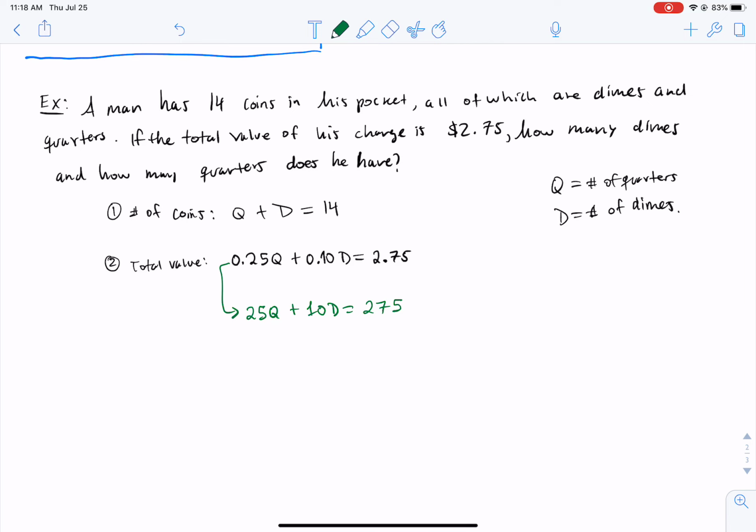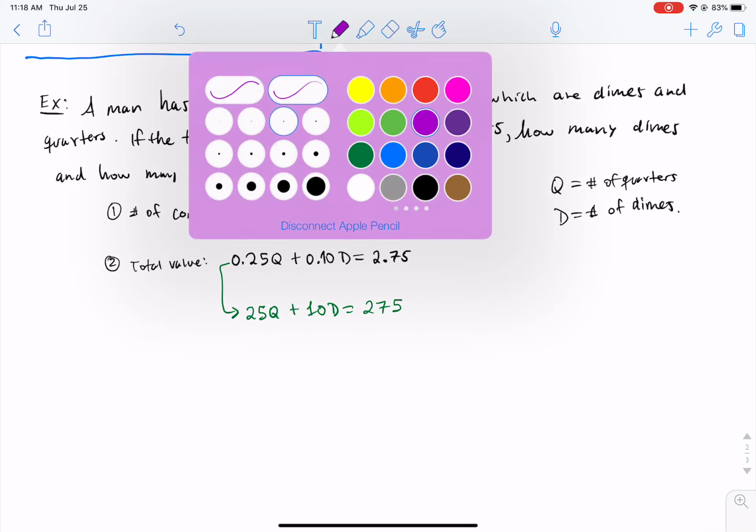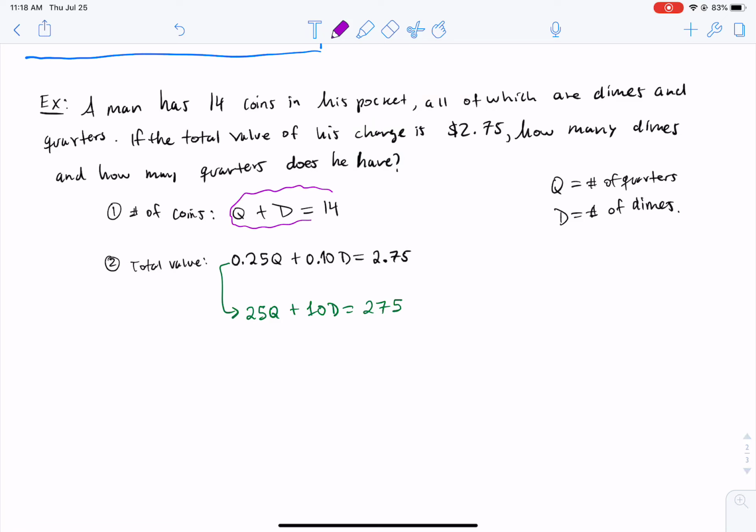We have a system of equations. The first equation can be solved for one of the variables. If we solve for D or Q and then plug it into the second one, that will be the substitution method. Let's solve these by the addition method. So what variable do you want to cancel, the D's or the Q's? The D's. Let's cancel the D's.